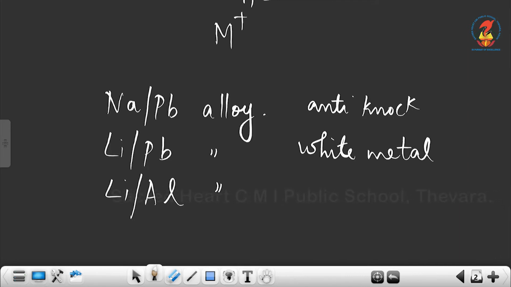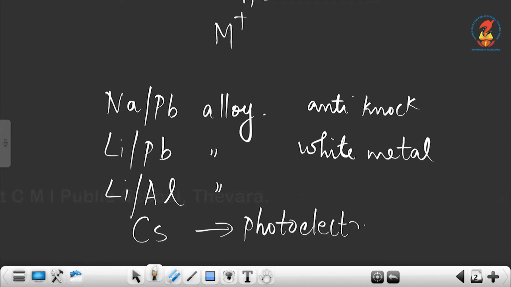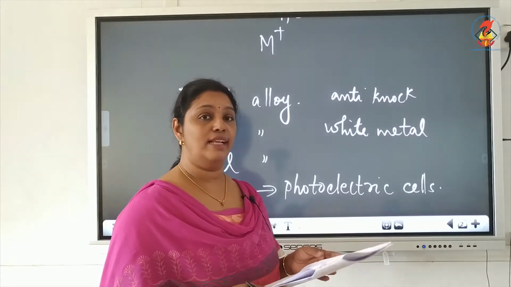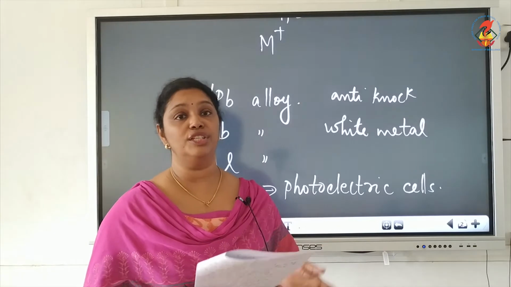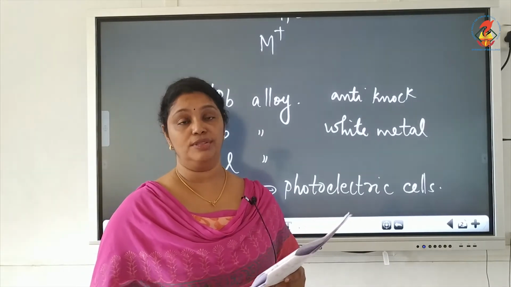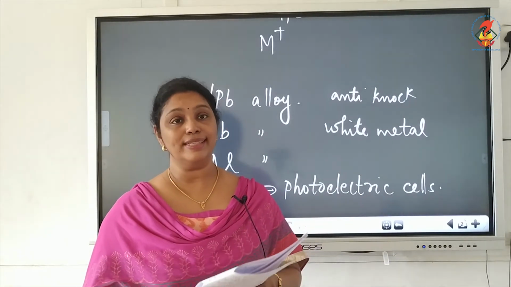And we have the use of cesium also. What is the use of cesium? Cesium is used in photoelectric cells. Now, photoelectric cells means cells that convert light energy into electrical energy. So, cesium is used in photoelectric cells.